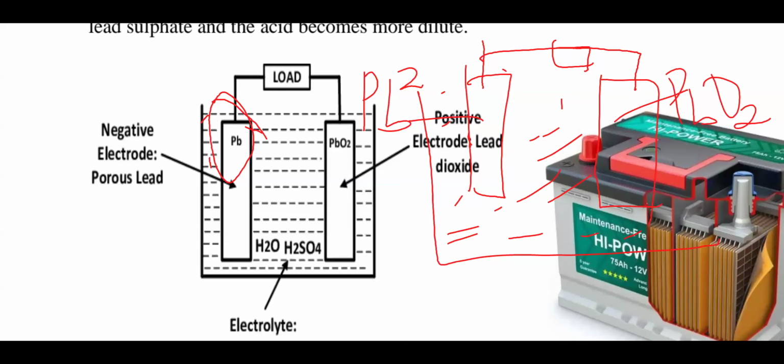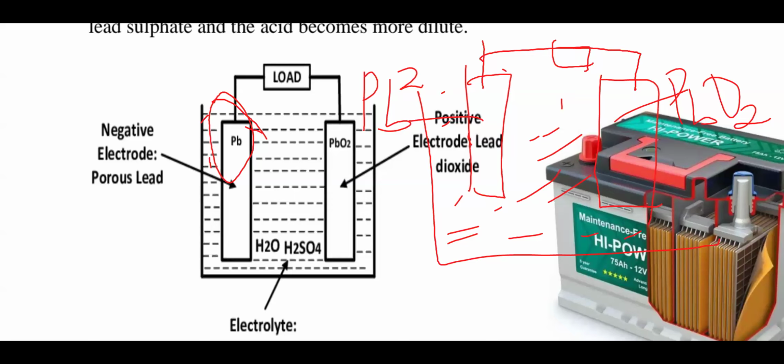Whenever you're picking metals, the one which is more reactive is the one which is supposed to be the negative electrode. So now, after knowing the negative electrode, which is our porous lead or just lead metal, and our positive electrode, which is our lead oxide, or someone can say lead dioxide, and our electrolyte being dilute sulfuric acid. That's why you have that water.